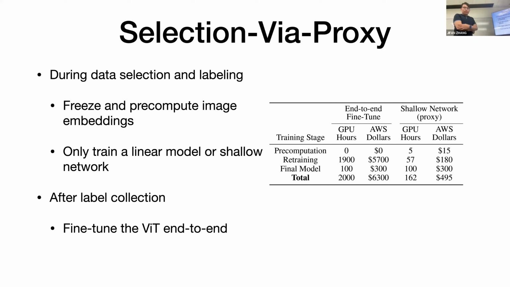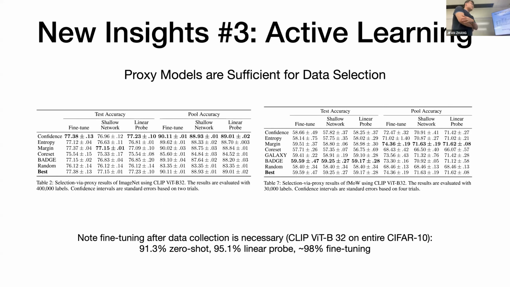So that's cool, but is this idea actually good? Does that hurt accuracy, right? We're using a much smaller model. Even if we're using these pre-computed embeddings, it can still hurt our model performance. In fact, we do know that if you train a linear probe, the accuracy is worse than fine-tuning the model end-to-end. So is that sufficient for data selection? And our answer is apparently yes. Especially on the test accuracy.